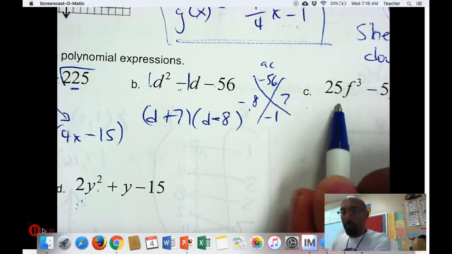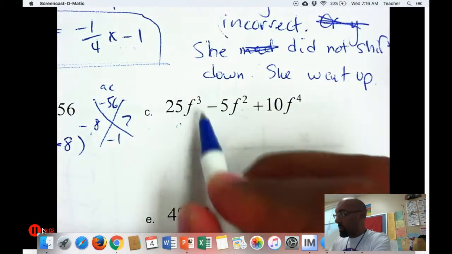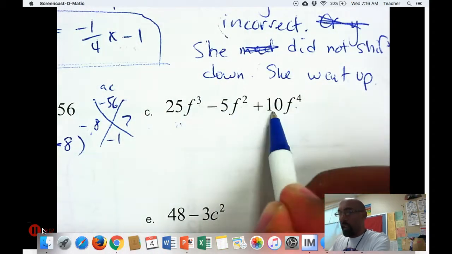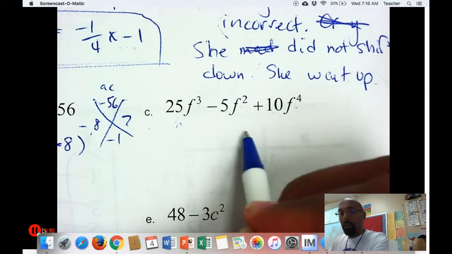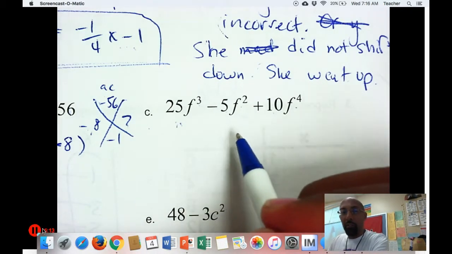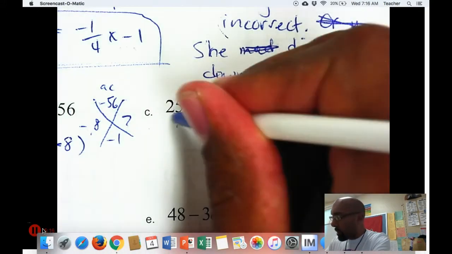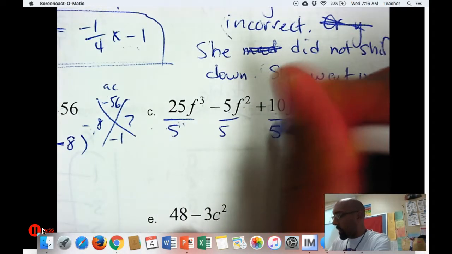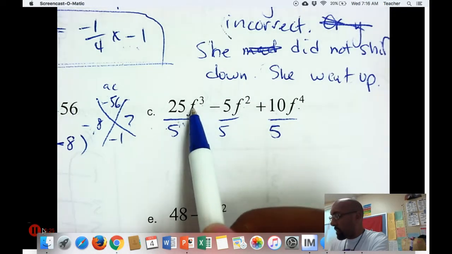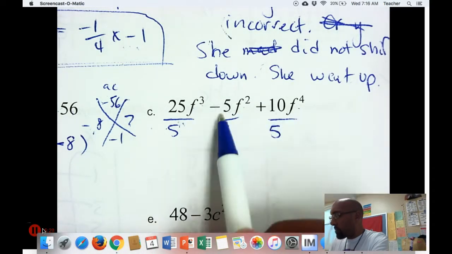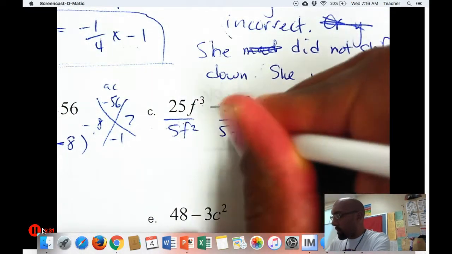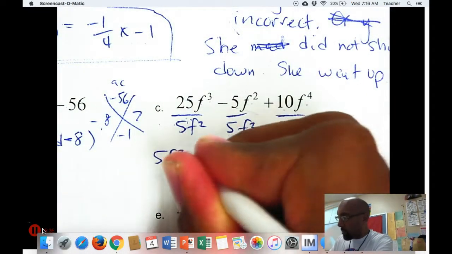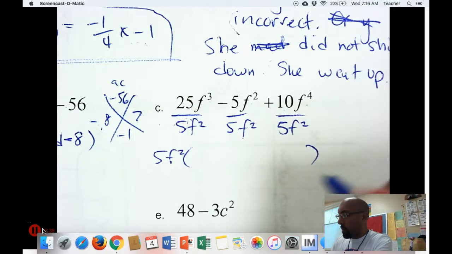Okay, so now this one, letter C, if you notice, we've got f cubed, f squared, f to the 4th. Well, and also we have 25, 5, and 10. These all have common factors. So what we want to do is first find the GCF. Let's factor out a GCF. So what I'm going to do is divide. I know that all of those I can divide by 10. I'm sorry, not 10, 5. And the greatest common factor between the f variables would be f squared, because they all have at least f squared within them. Okay, so now that becomes my GCF, which I put right in the front.